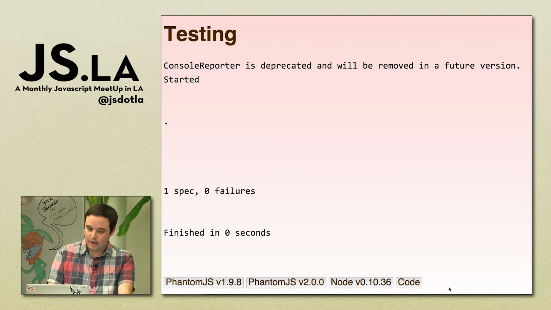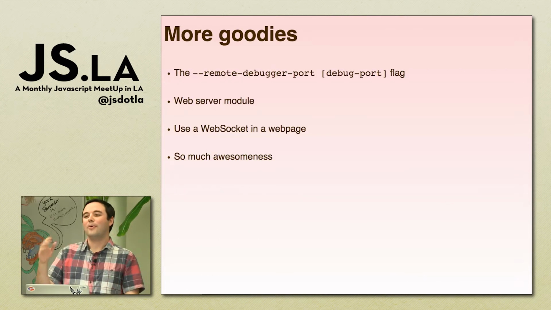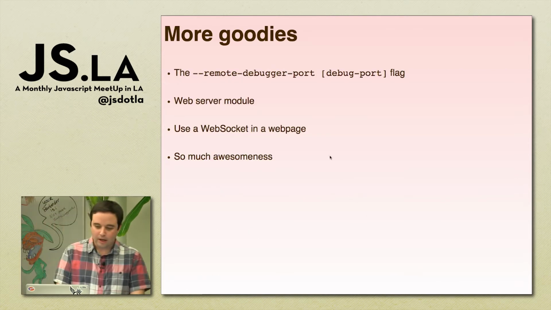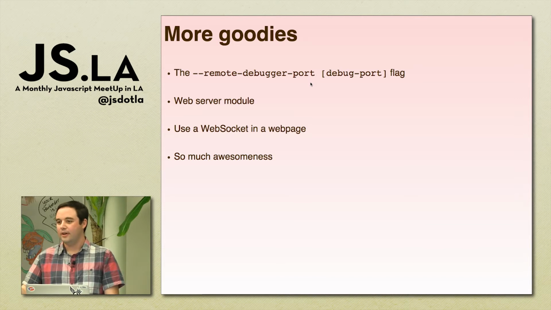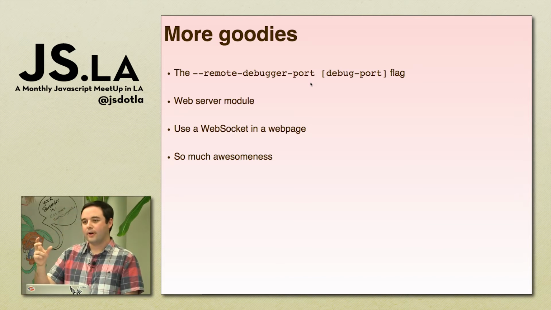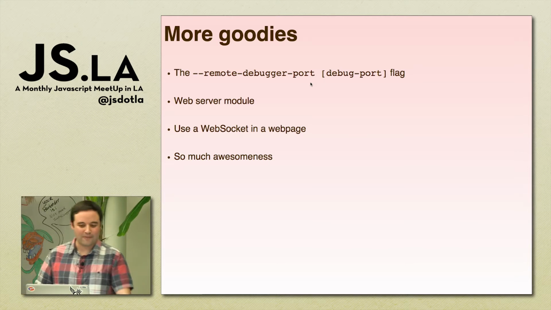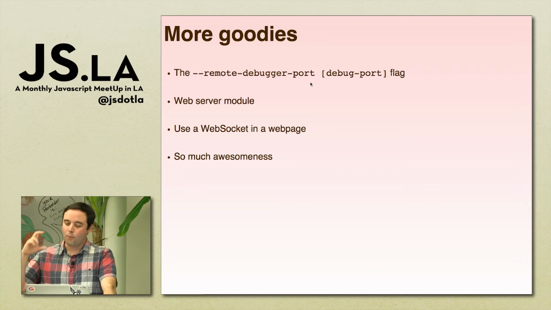And yeah, there's a whole lot more that I really want to talk about. The remote debugger port is a command line flag that you put for Phantom that will open up a web server. And you can go to that web server on that port in a WebKit-based browser, so Chrome or Safari or whatever else. It won't work with Firefox. But you'll have the WebKit inspector there, so you can go through your Phantom code in a debugger.